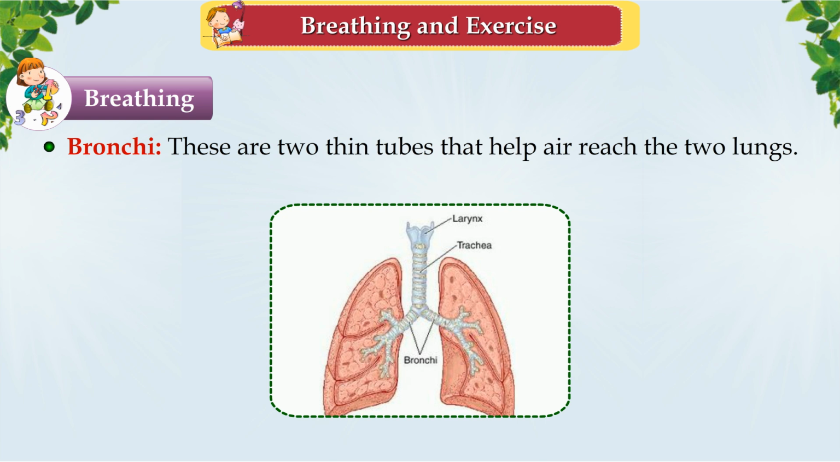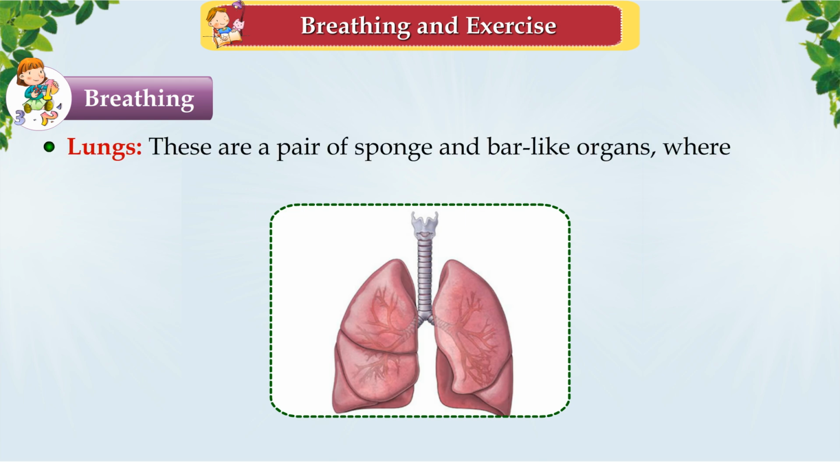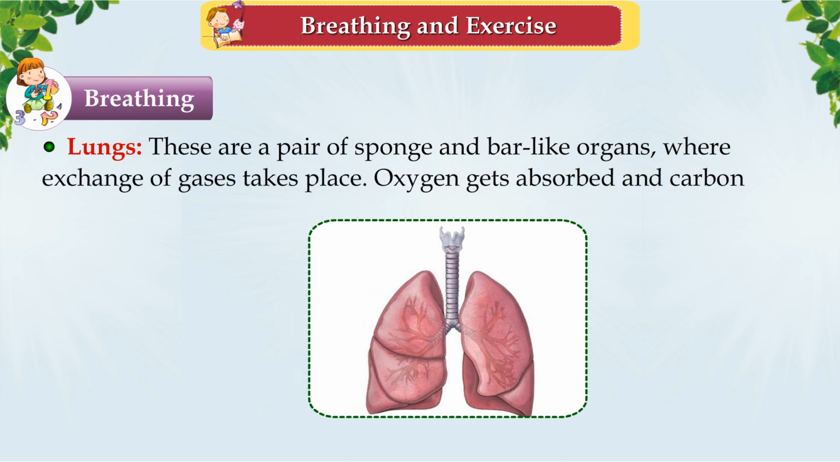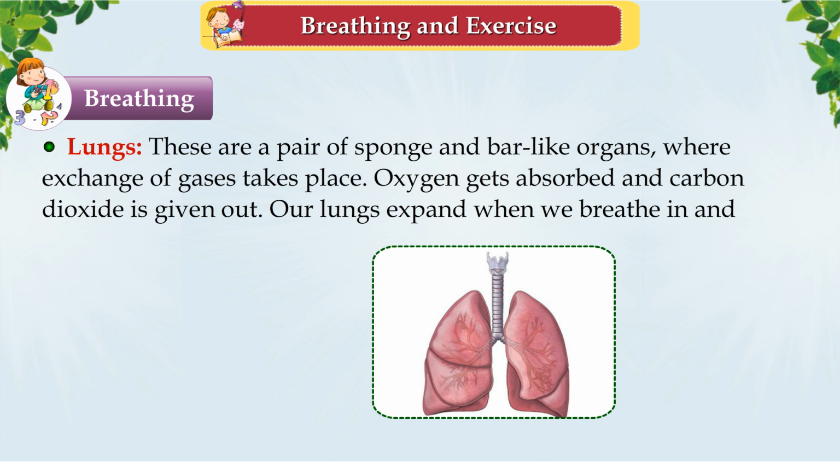Bronchi. These are two thin tubes that help air reach the two lungs. Lungs. These are a pair of sponge-like organs where the exchange of gases takes place. Oxygen gets absorbed and carbon dioxide is given out. Our lungs expand when we breathe in and contract when we breathe out.